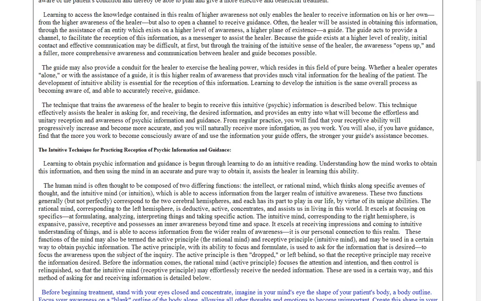From regular practice, repetition, training, integrity, consistency, you will find that your receptive ability will progressively increase and become more accurate, and you will naturally receive more information as you work. You will also, if you have guidance, find that the more you work to become consciously aware of and use the information your guide offers, the stronger your guide's assistance becomes.